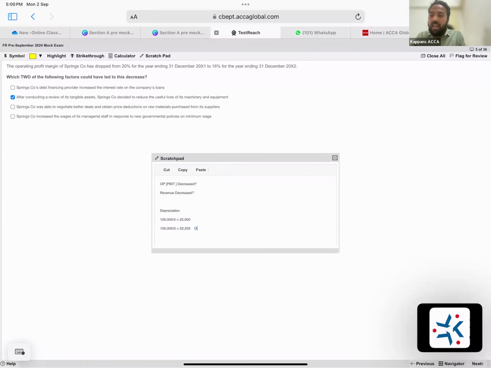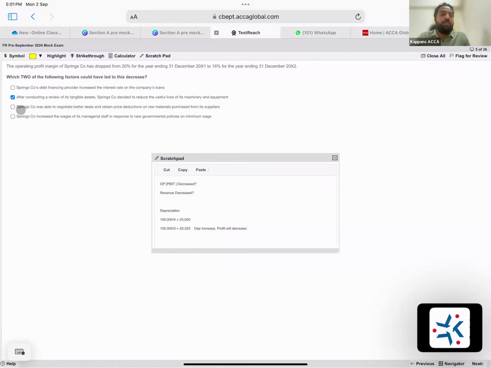If depreciation increases, what will happen to profit? If depreciation increases, profit will decrease. So depreciation will increase and profit will decrease. So definitely that's a reason. The useful life has decreased. If useful life decreases, depreciation will increase. If depreciation increases, profit will decrease. If profit decreases, the operating profit margin will decrease. So we got one of the reasons.